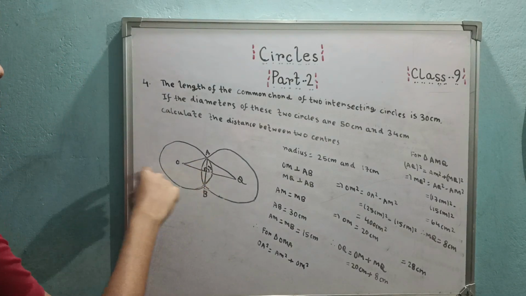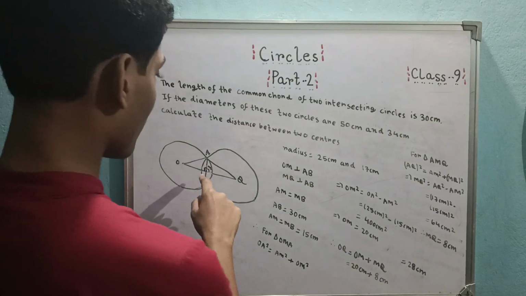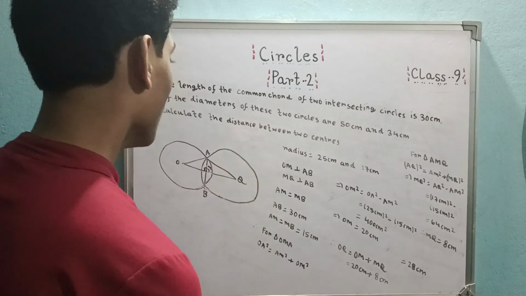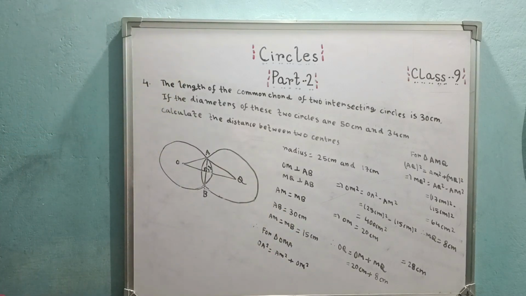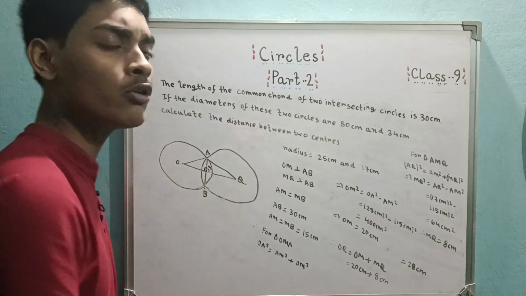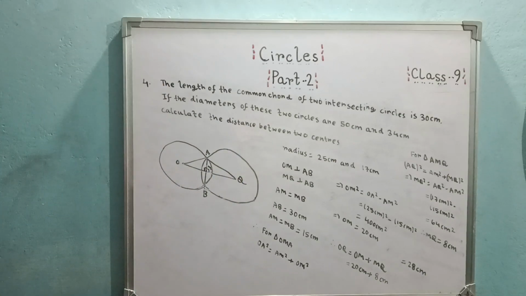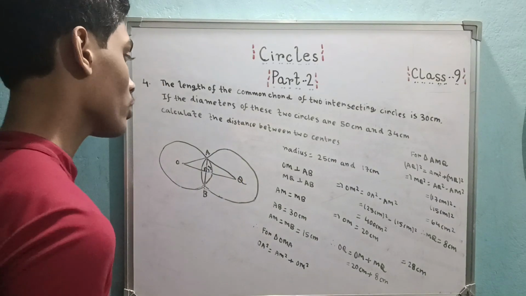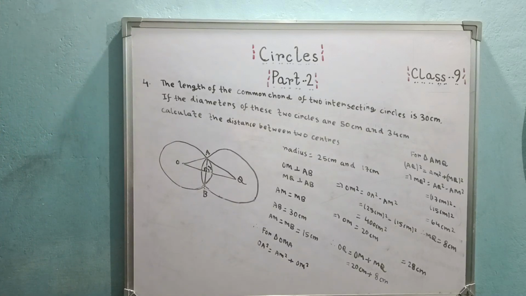Now I draw a perpendicular OM on AB, and a perpendicular MQ on AB. So these two do what? They divide AB into two equal parts, AM and MB. Now I have that AB is 30 centimeter. So AM equal to MB equal to 30 by 2, 15 centimeter.